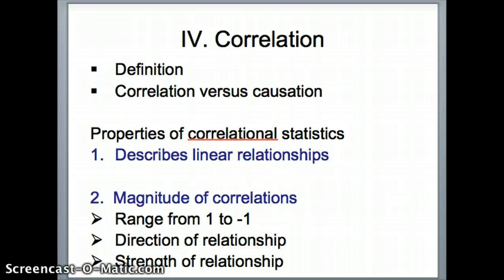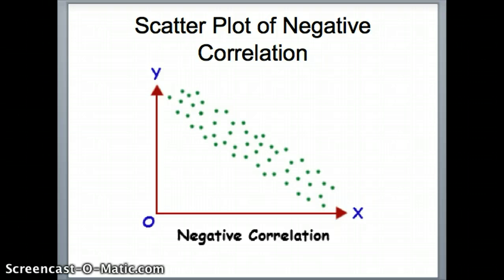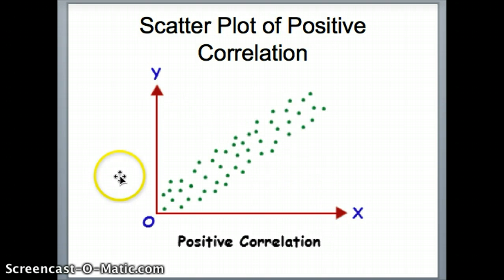The number that you get, ranging from 1 to -1, can tell you two pieces of information. The first is the direction of the relationship. This scatter plot depicts a negative correlation. With a negative correlation, the two variables do co-occur together, but they co-occur in an inverse relationship. That is, as values of one go up, values of the other go down. And you can see this depicted in this particular graph. You can also have a positive correlation, in which as values of one are increasing, values of the other are increasing.